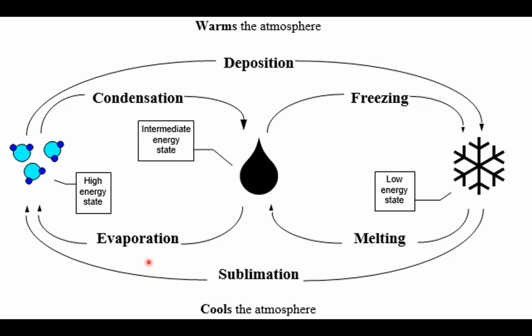If we look down here on the bottom, evaporation, going from a liquid to a water vapor. We've got melting, which goes from a solid to a liquid. So we're going the opposite way here, right? From solid to a liquid is melting. And then we have sublimation, which basically goes from a solid directly to a gas or a vapor without going through a liquid state or a liquid portion of the phase change. And when you talk about evaporation, sublimation and melting, they all result in cooling of the atmosphere.